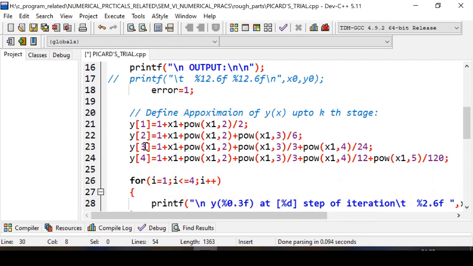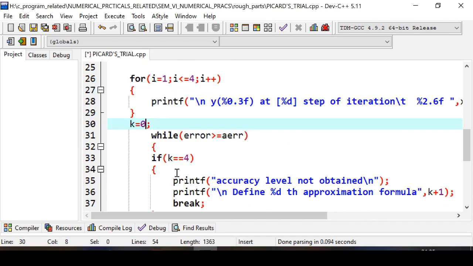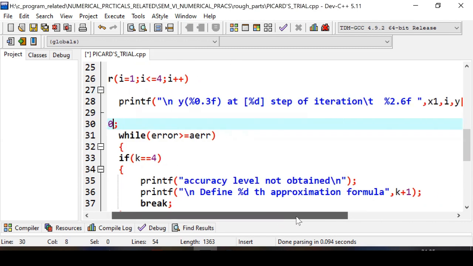If accuracy is met within this, then okay; otherwise the program has to give the message that this is not working, you have to increase the approximation. So if k equal to 4, this message will be displayed, and then it will break. That means the whole loop will break and the program will stop. So the printf is: accuracy level not obtained, define %dth approximation formula. %dth is k plus 1. So if k equal to 4, then you have to enter the fifth.